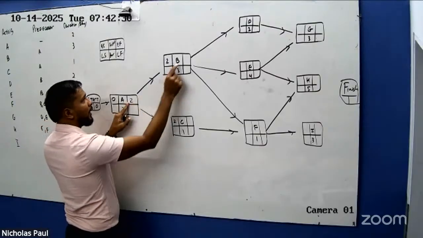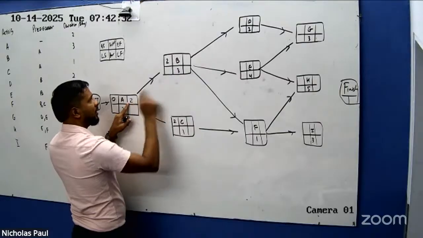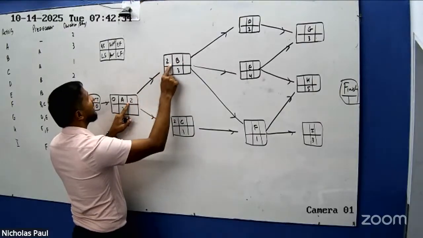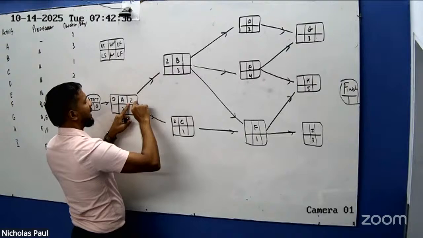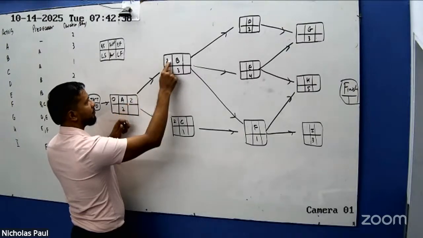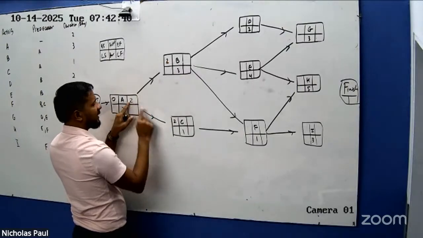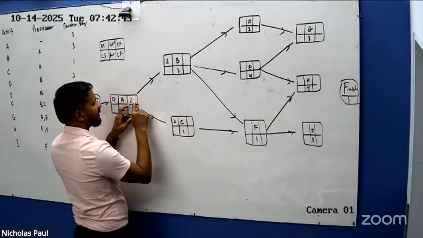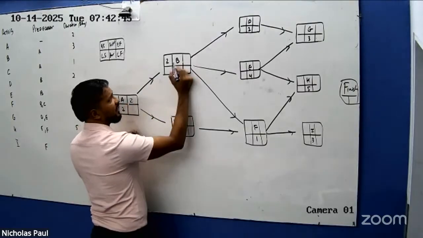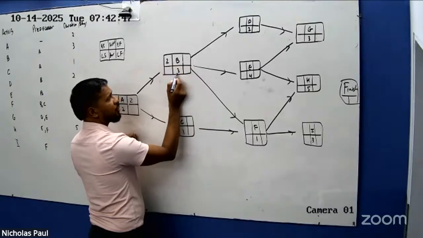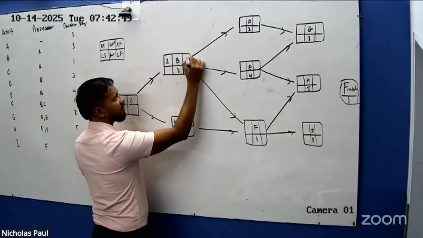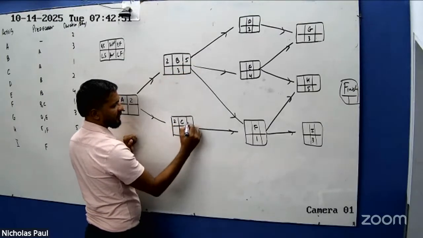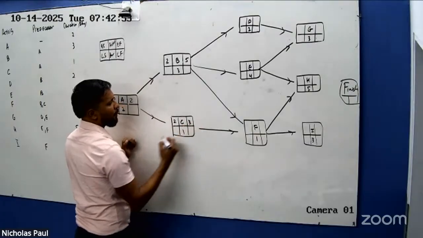Now, B is dependent on A. So the earliest start for B is when A finished, 2 days. And the earliest start for C is 2 days. Now, what is the earliest finish for B? B takes 3 days, 2 plus 3 is 5. What's the earliest finish for C? 2 plus 1 is 3.